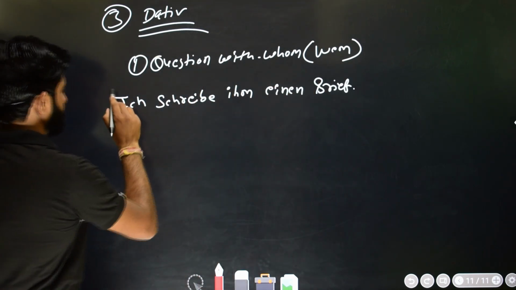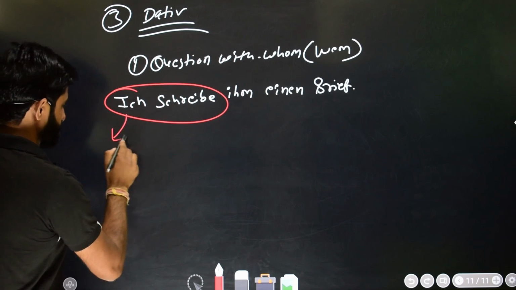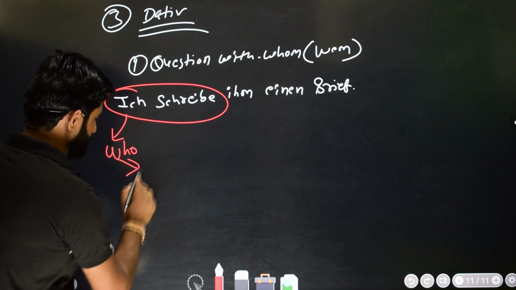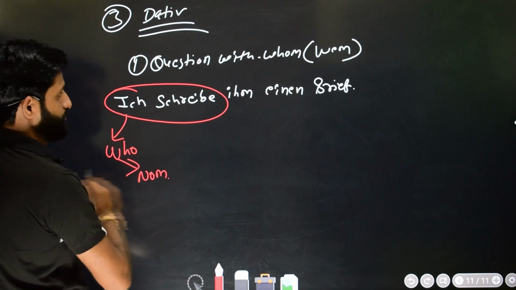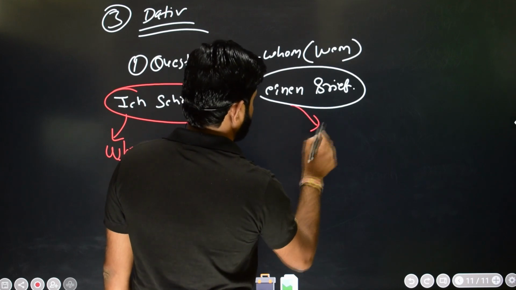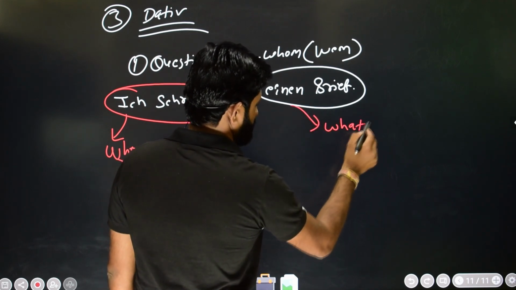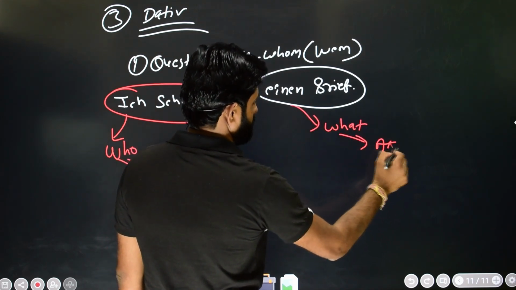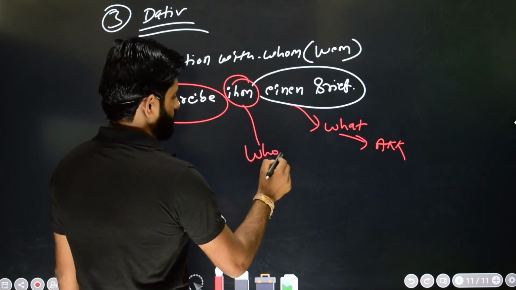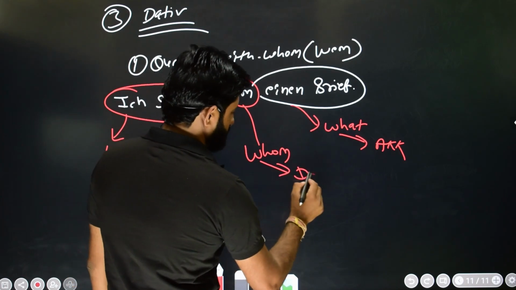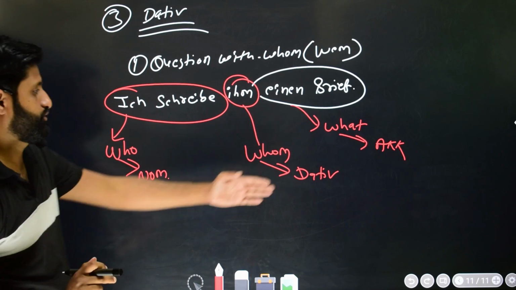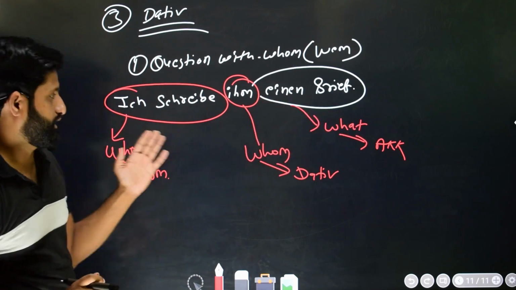So let's break this sentence. Who is writing? We have already learned that question with who, it will be nominative. What am I writing? Question with what, it will be accusative. Whom am I writing to? That is the reason this has gone into dative. So question with who, nominative; what, accusative; whom, dative.